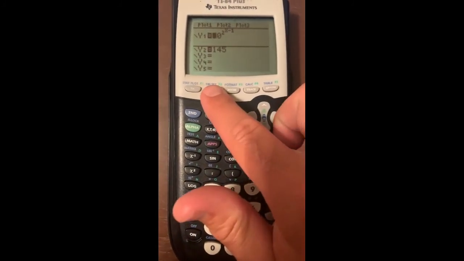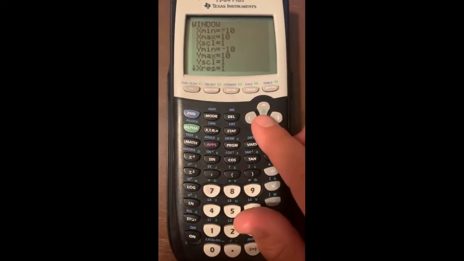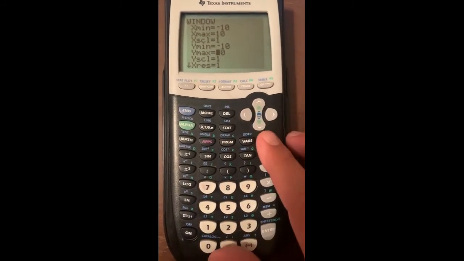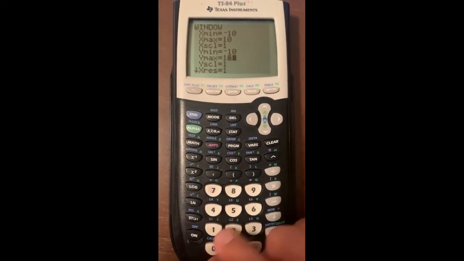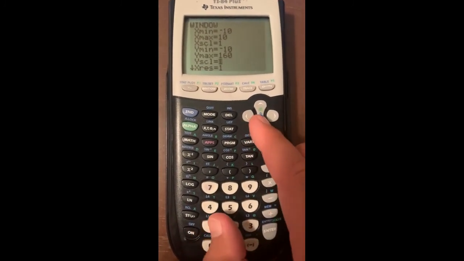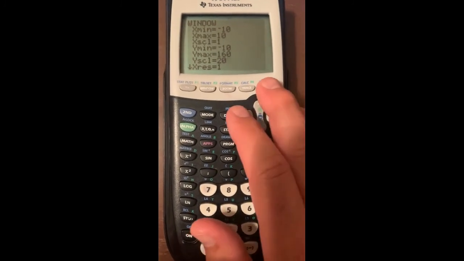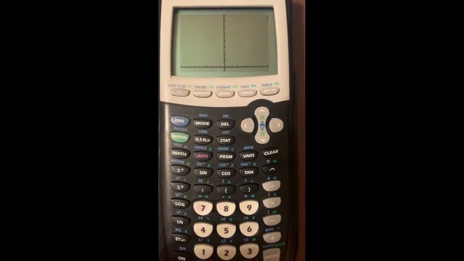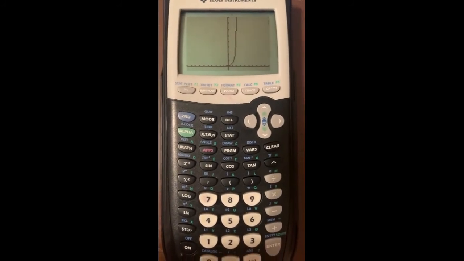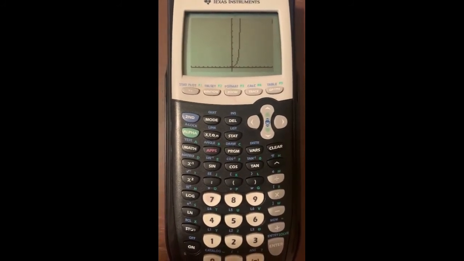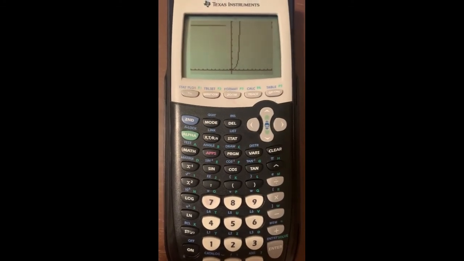So if we look at our window, you got to go to your window here. We need our y max to be at least 145. So I'll make this one, we'll say 160. I'll make this go up by 20 just to make it look nice. So now that's stretched out my window up by 160 units so that I can see, in a minute, you can see that line come through.